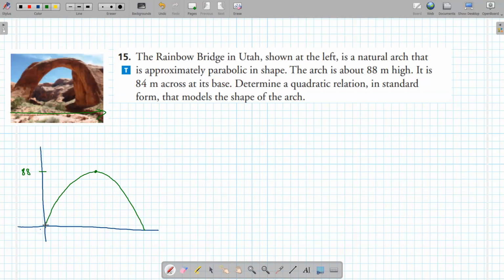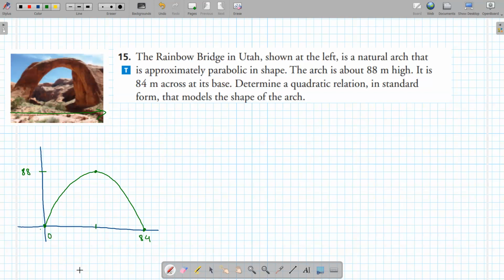You see, we started here. You know, this distance is 84. So what have they given us? The x-intercepts, right? If we claim one of the x-intercepts to be 0, the other one must be 84. So that means what's the x value of the vertex?